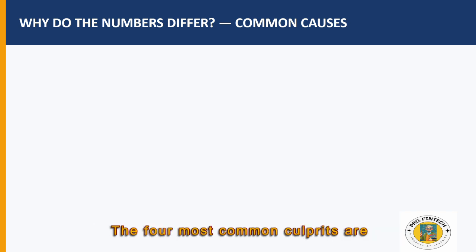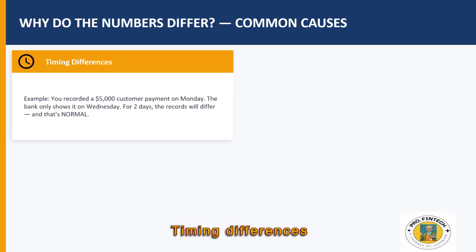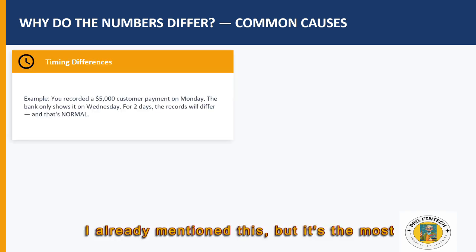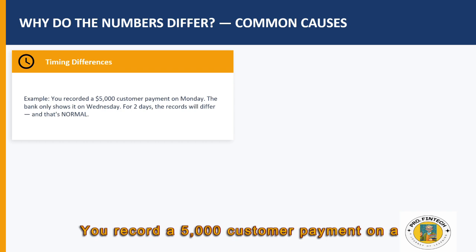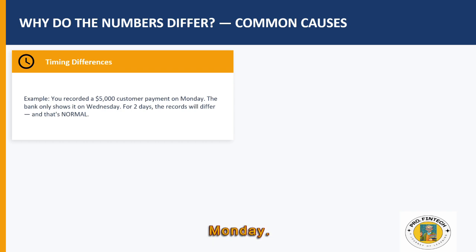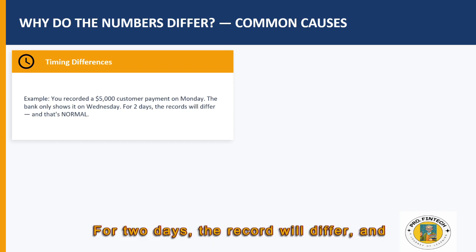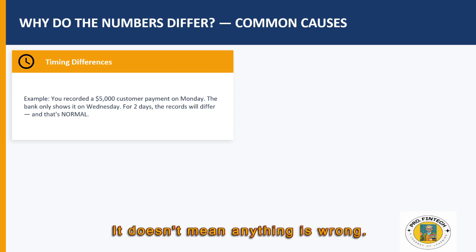The four most common culprits are: number one is timing differences. I already mentioned this, but it's the most common. You record a $5,000 customer payment on a Monday. The bank only shows it on a Wednesday. For 2 days, the records will differ, and that's completely normal. It doesn't mean anything is wrong.